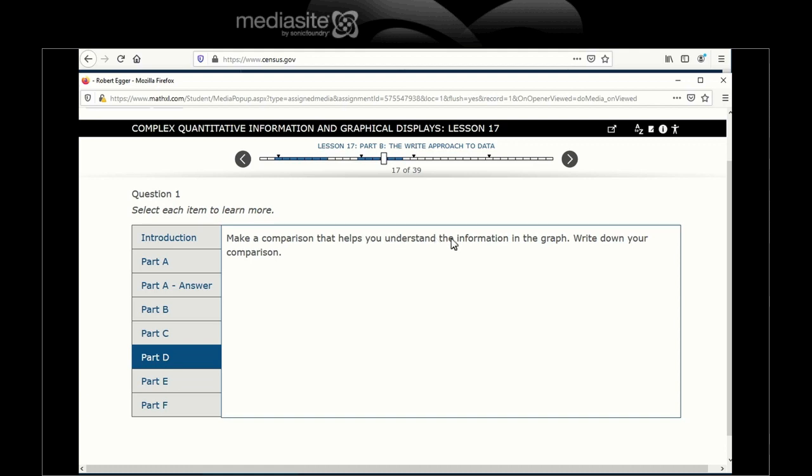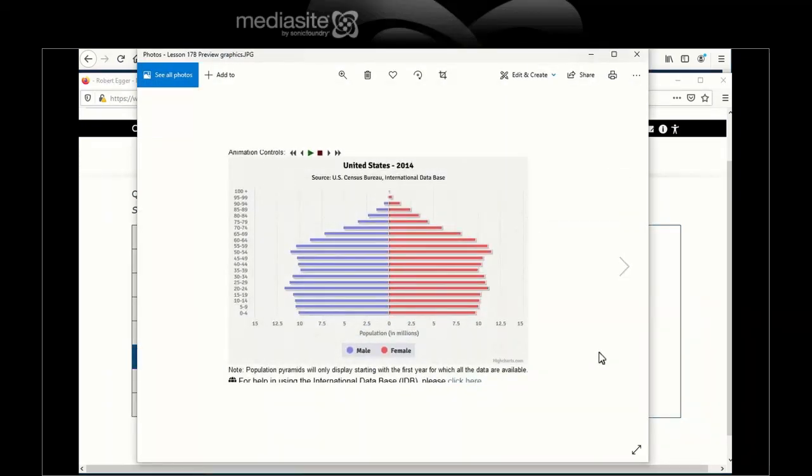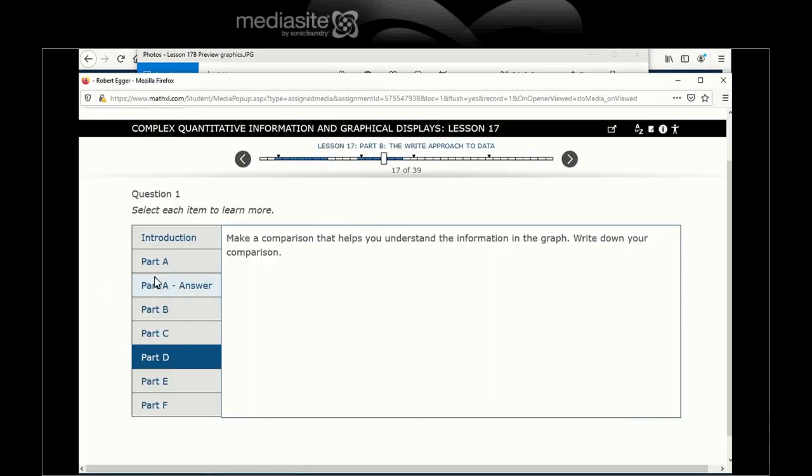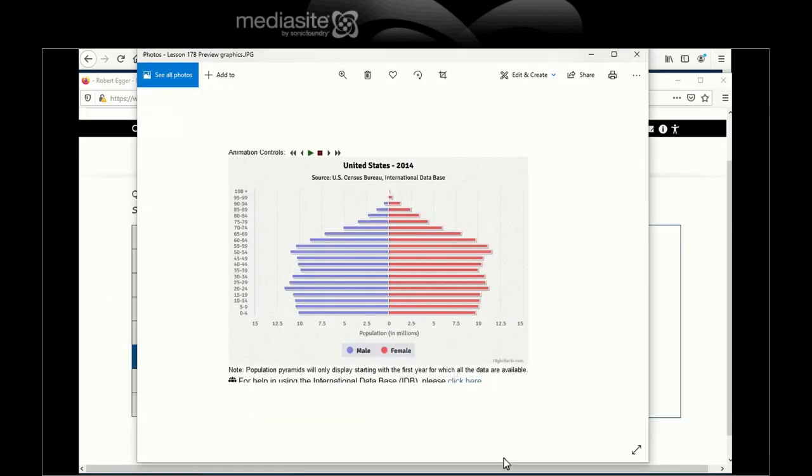Make comparisons that help you understand the information in the graph. Write down your comparisons. I feel like I'm repeating myself now. How many comparisons? Make comparisons that help you understand. One comparison is enough.